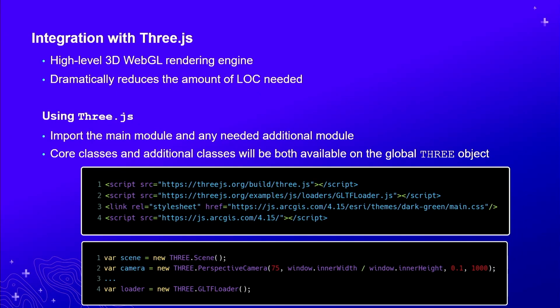And in addition to this, we also worked with Three.js. Three.js is a high-level 3D WebGL rendering engine. It's much more high-level than Luma. It dramatically reduces the amount of lines of code needed. In order to use Three.js, you import the main Three.js module together with any additional module that you may want to use, for instance, in this case, the GLTF loader. And once you've done this, all the Three.js core classes like scene and perspective camera, but also any additional class like GLTF loader, will be available on a global Three object.